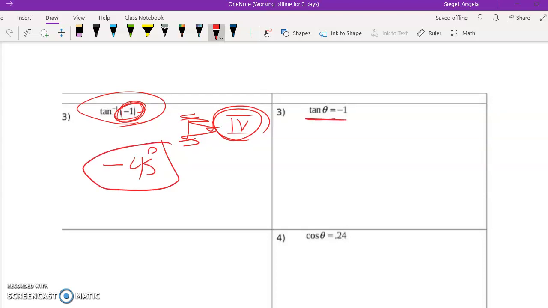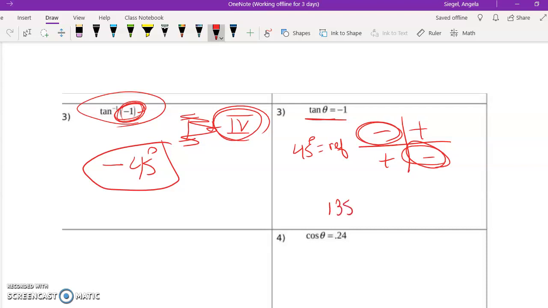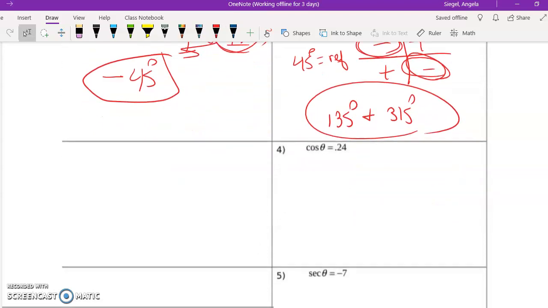Over here, when I'm dealing with all 4 reference angles, tangent's positive here and here, and negative here and here. So I'm looking at that 45-degree reference angle in this quadrant and this quadrant. So I'm dealing with 135 and 315. Okay, so all of that is review.